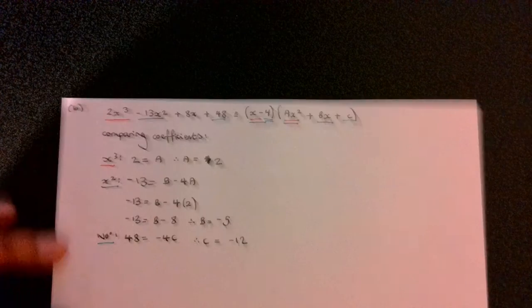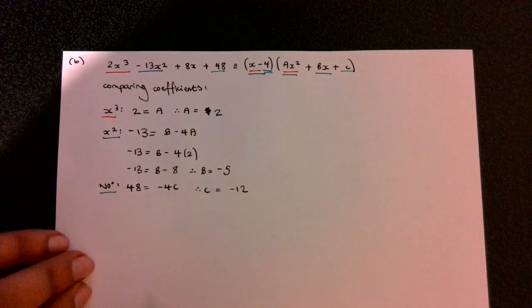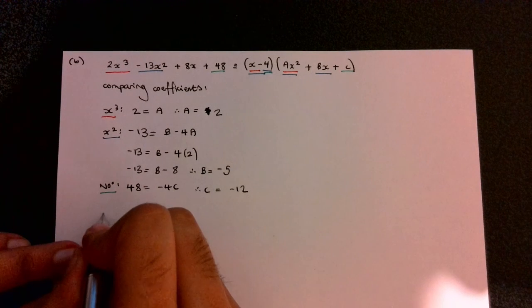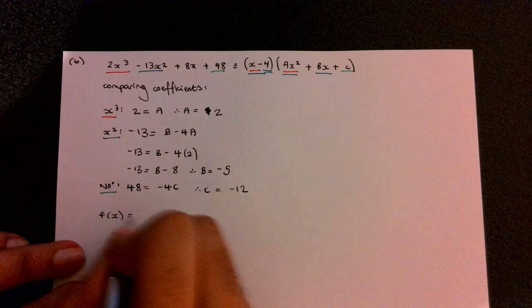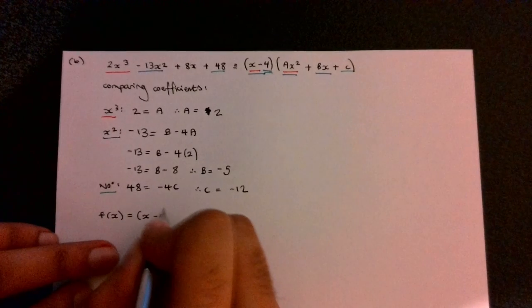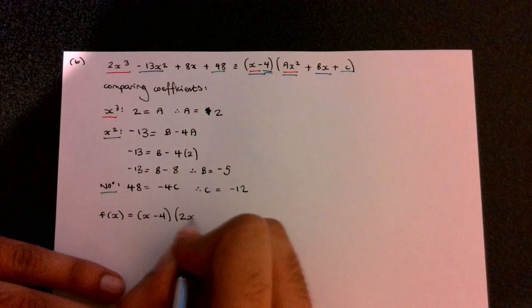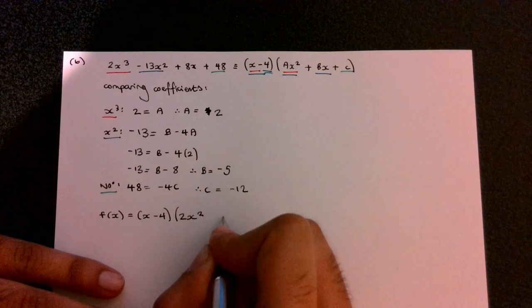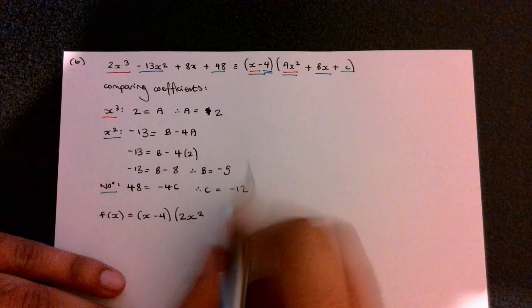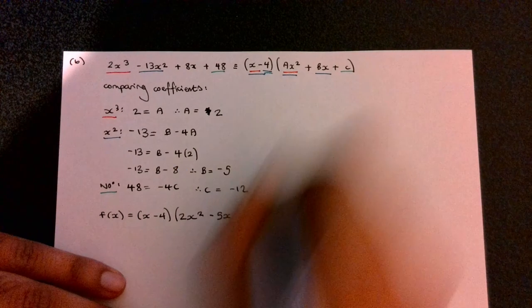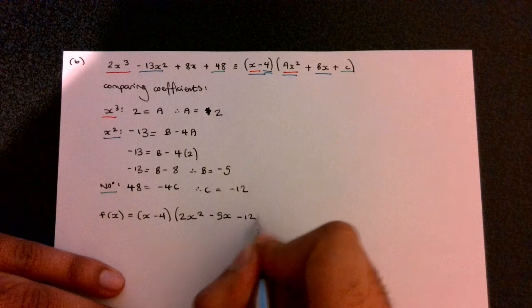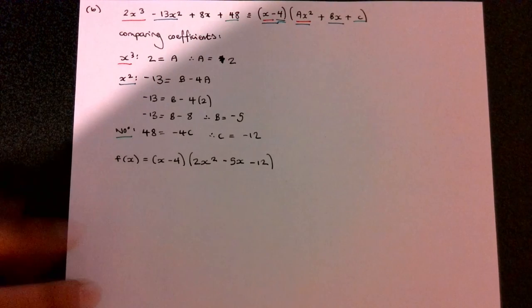So with that being said, we can now conclude over here that f of x is equal to x minus 4 lots of ax squared, so we have 2x squared, plus bx, so we have minus 5x, plus c, so we have minus 12. And we can further factorize this over here.